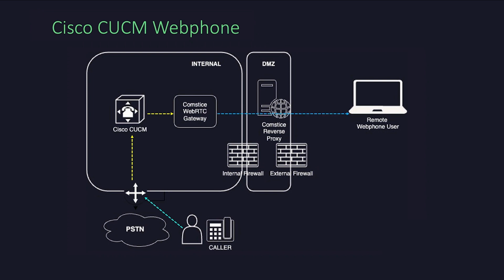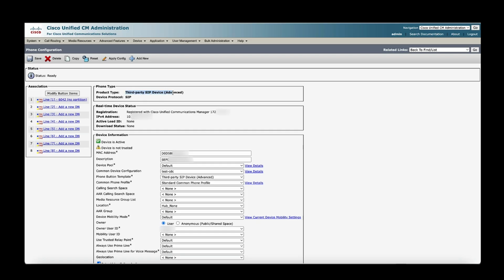Webphone is a WebRTC phone on the browser, so that both audio stream and the signaling are encrypted. Signaling is HTTPS based, and audio stream is secure RTP. WebRTC session is converted to a SIP phone on the Comstice WebRTC gateway and registers to Cisco Callmanager as a third-party SIP phone. Webphone can also be integrated with single sign-on such as Microsoft Azure and Okta.